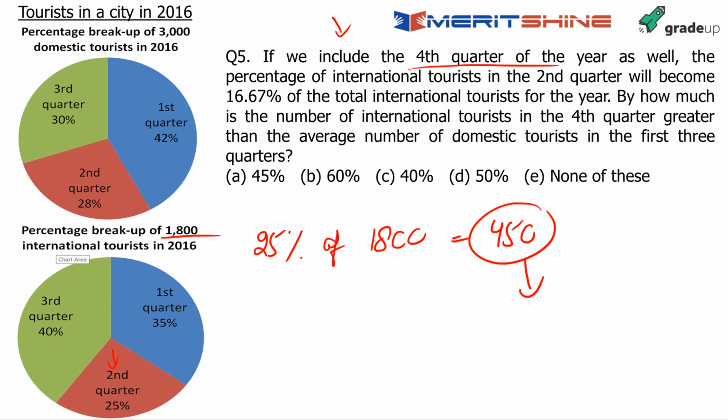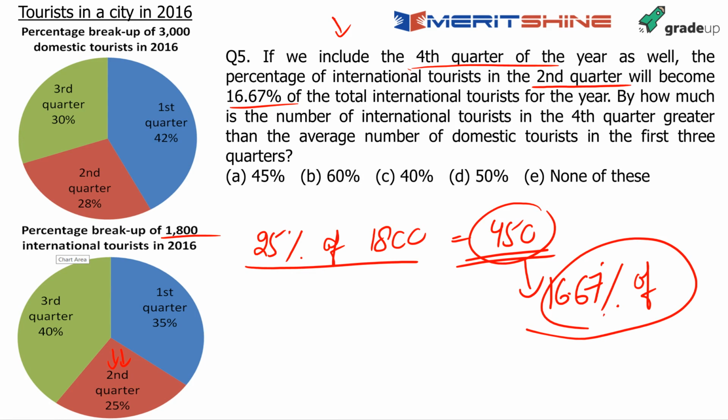This was actually an easy set, which could easily have given you so many marks in the mains exam last year. If we include the fourth quarter of the year, all of you have already read the questions. I will not read it. The crux is that the second quarter numbers will become 16.67% of the total international tourists. This is the second quarter here. This is 25%. So 25% of 1800 is 450. But this 450 now becomes, after the addition of the fourth quarter, 16.67% of the total number. Fine. What is 16.67%? Again, you need to remember this. Again comes the use of reciprocals. This is 1 by 6.